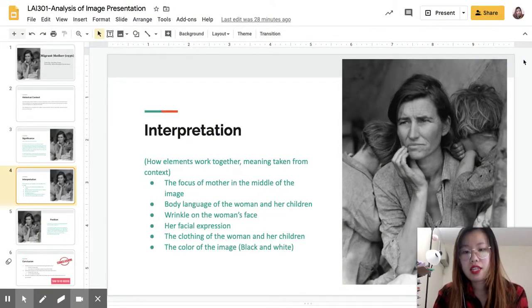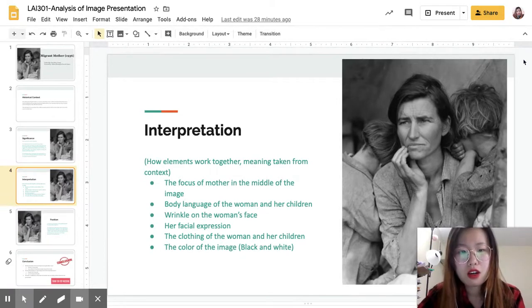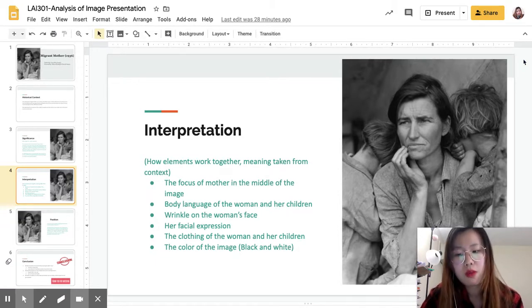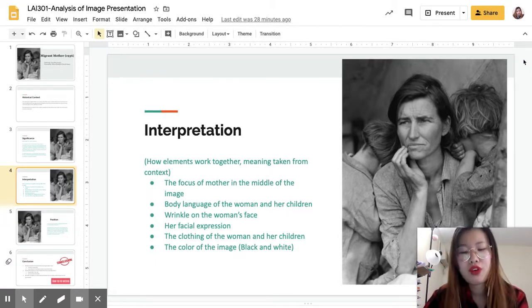Hello, this is Selena, and I'm going to talk about our interpretation of the photo and how all these elements in the photo work together. There are many details being included in this image. The focus point of the photo is a mother with 7 children who is only around 33 years old when she took the picture. The wrinkles on her face, forehead, and around her mouth make her look around 45 in age.